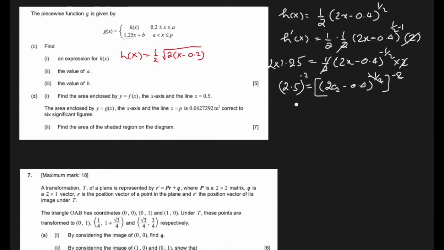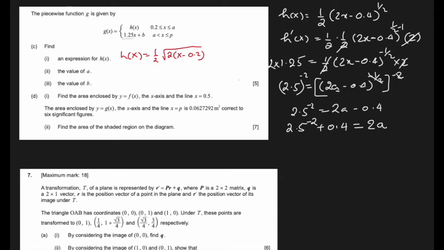So 2.5 to the power minus 2 equal to 2a minus 0.4. Let me write 2.5 to the power minus 2 plus 0.4 is equal to 2a. So let's see what is 2.5 to the power minus 2.